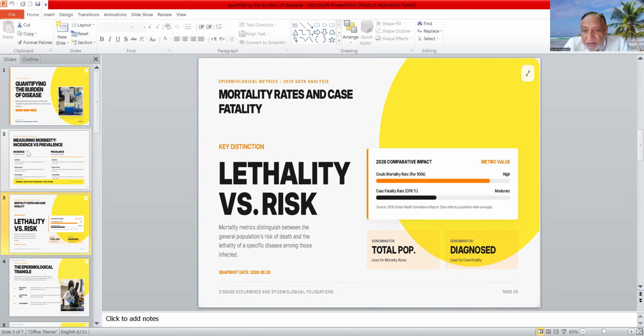In the comparative index, you can see that the crude mortality rate per thousand may be high, and the case fatality rate is also moderate. This can involve the total population as well as the diagnosed cases. The case fatality will be calculated from the diagnosed cases, and crude mortality will be calculated from the population. It is basically a mortality matrix and a snapshot of the situation.